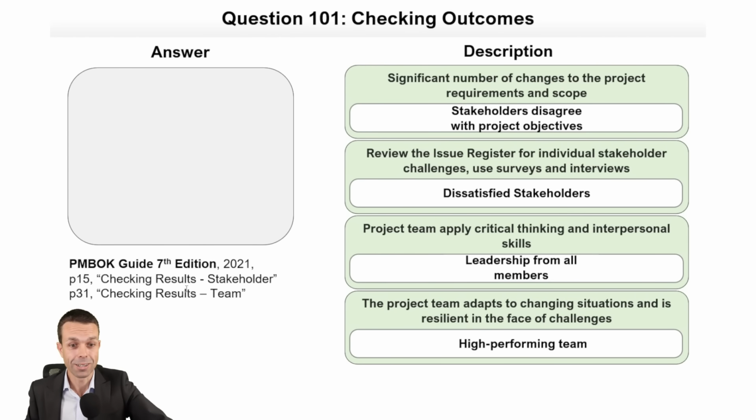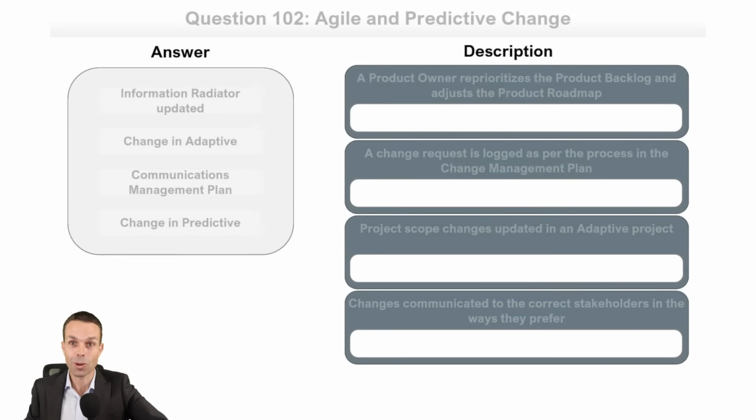Okay, that's correct. So PMBOK Guide 7th edition, page 15, under checking results: stakeholder and checking results: team. So those are really great things to check just for project scenarios. How did you guys go with that one? Pretty good way for us to start off.